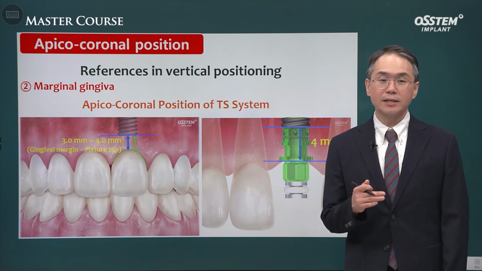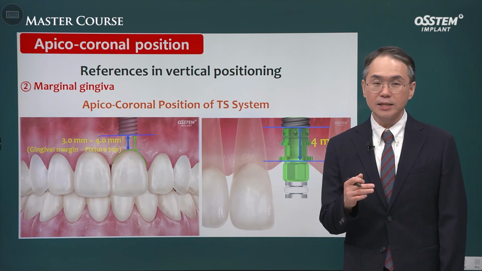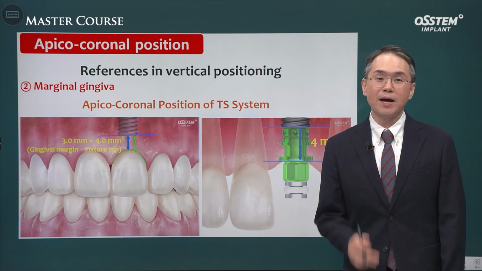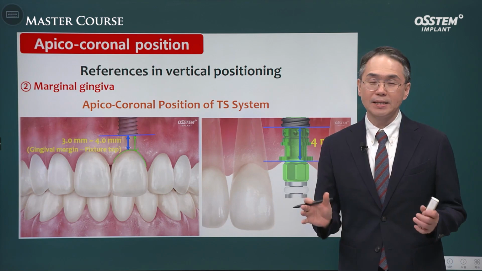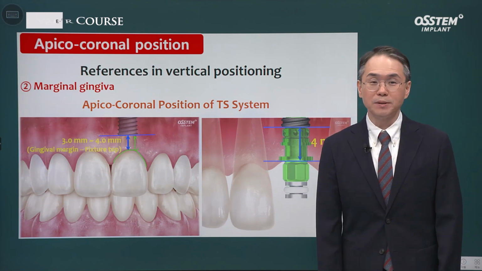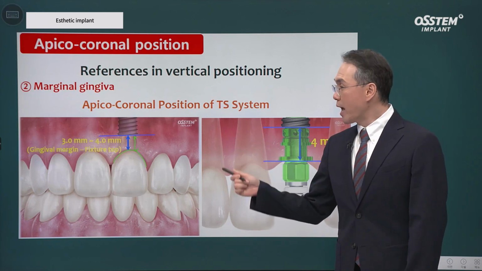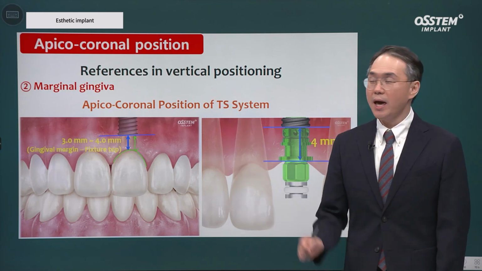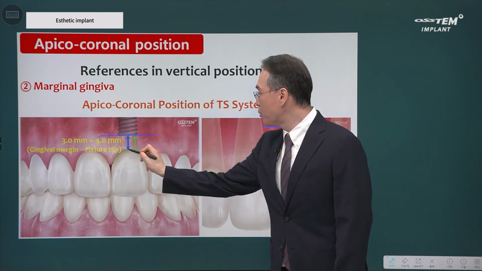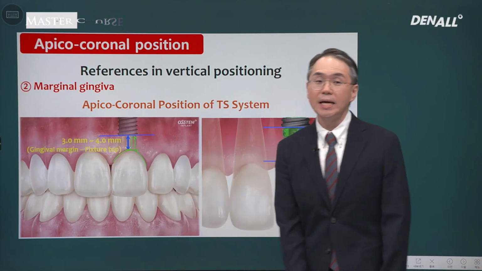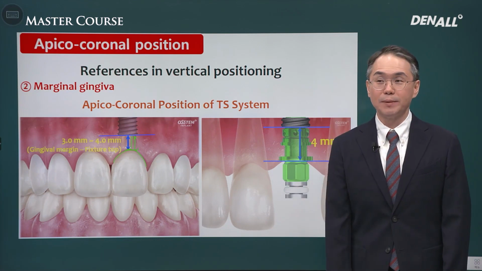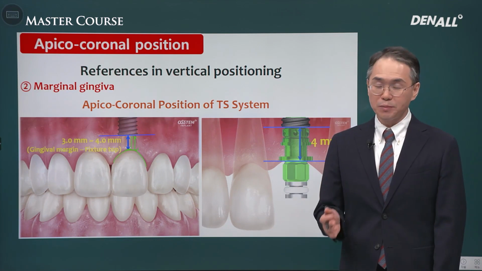You may use CEJ, but in that case, in order for CEJ to show a similar level as marginal gingiva, the gingival condition needs to be good. If there is a recession in the adjacent tooth, you cannot use CEJ. Depending on the area where the implant is to be placed, the most apical position of marginal gingiva should be referenced. The distance between that apical position and the implant top should be 4 to 5 millimeters. Some say 3 to 4, but I think slightly deeper is better.